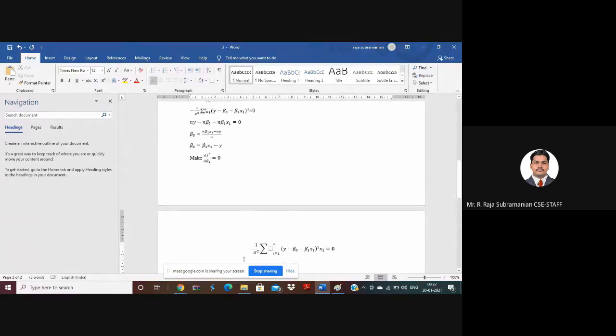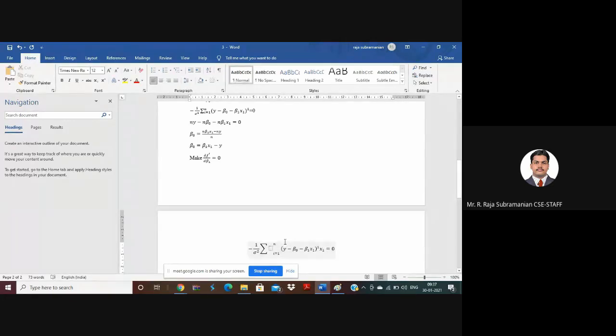Now again the same logic, minus 1 by sigma squared will vanish because it goes into the reciprocal and becomes 0. And summation i equals 1 to n of y minus beta naught minus beta 1 x1. Here the problem is we have another x1 value. That is actually the problem. I have another x1 value. So we need to multiply this x1 inside and then get a result.